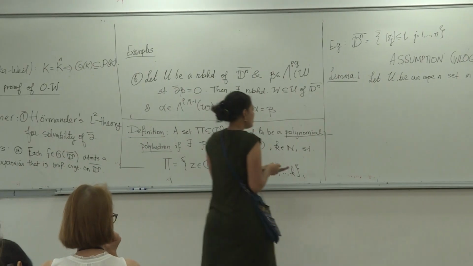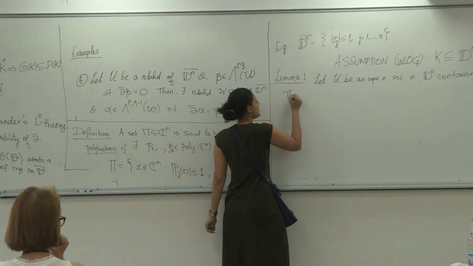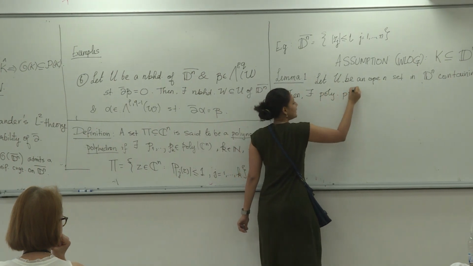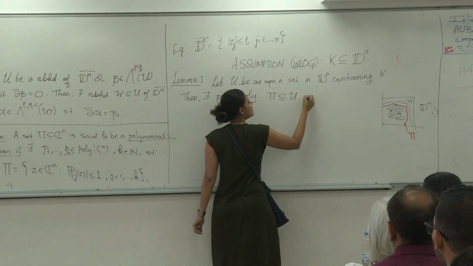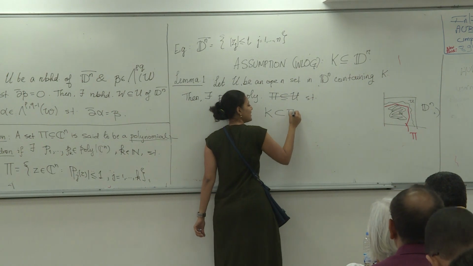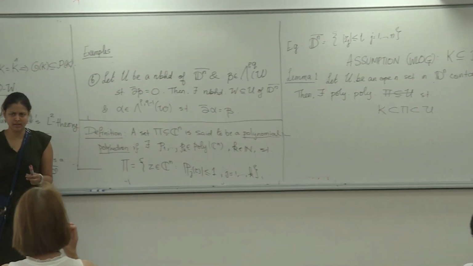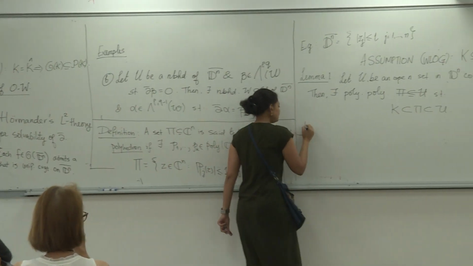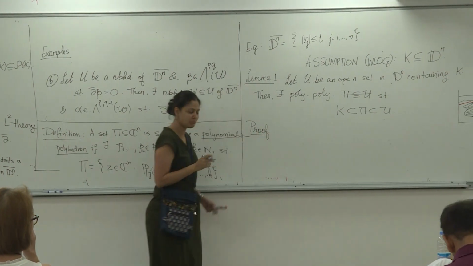Okay, so what's the statement? Let U be an open set in Dn containing k, then there exists a polynomial polyhedron Pi contained in U such that k is contained in Pi is contained in U. By the way, by our definition, Pi is a closed set. And this we can prove.